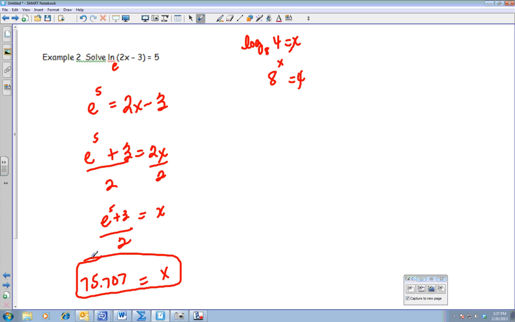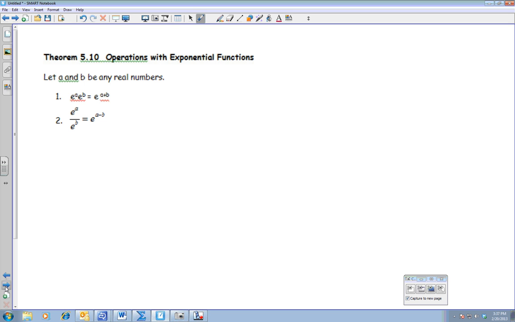Okay, and again, that should be review. All right, so let's look at the next thing. Okay, so this is just a reminder about operations with exponents.